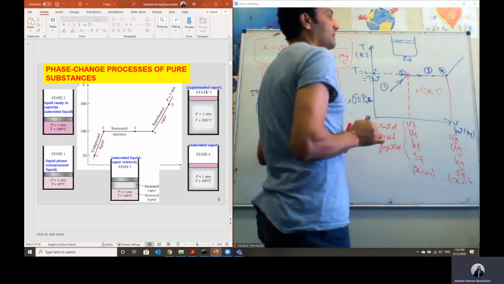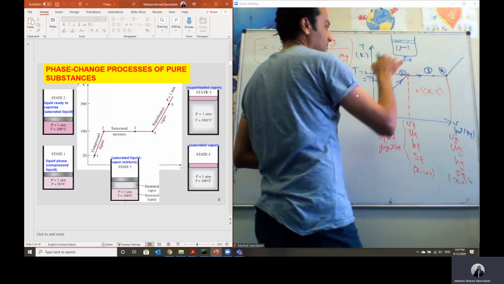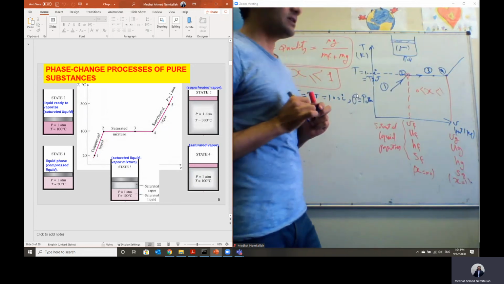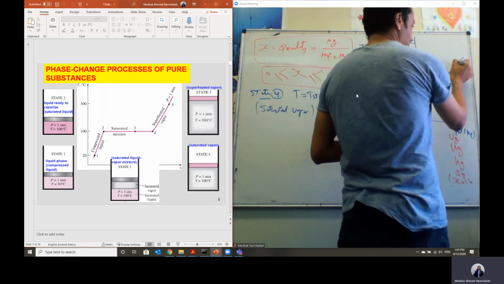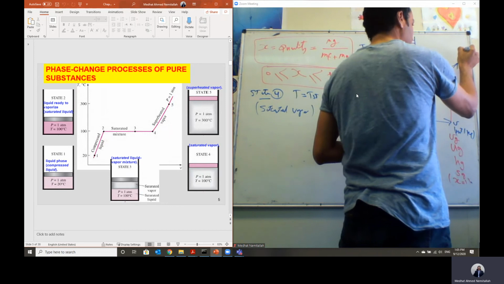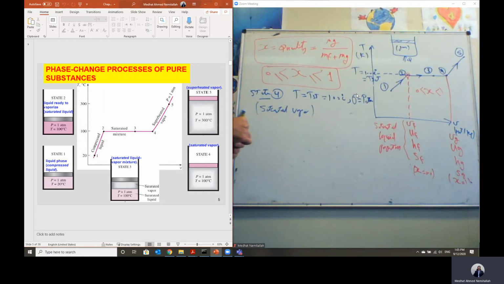And we are adding heat here. At state number 4, it is single phase. Now it has been converted from the liquid phase to the vapor phase. As long as we have single phase, we don't have phase change. Then if you continue adding heat at state number 4, the temperature will start rising again until we reach, let's say, state number 5.